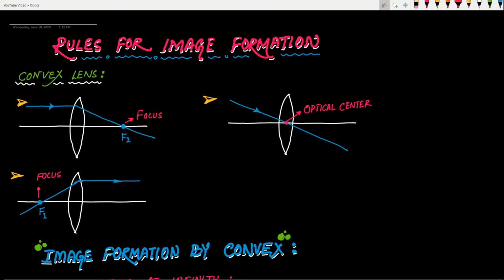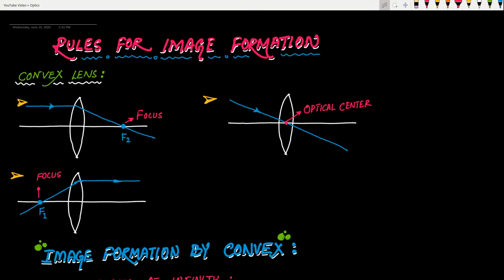Okay, so let's start with the rules for image formation. Before jumping into the image formation by convex lens, first we need to know the rules for image formation. So we'll be looking into the convex lens first. Now, why are these rules important? Because we know in order to produce an image, we at least require two rays, isn't it? And the intersection point of these two rays will give us the location of the image. So we require two rays. So these rules will help us to get two rays.